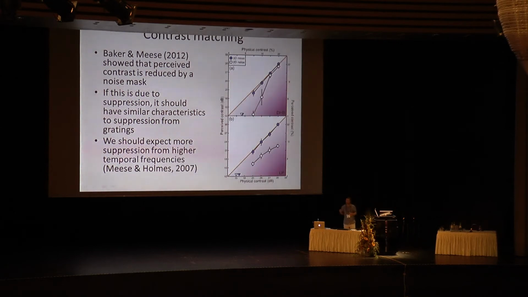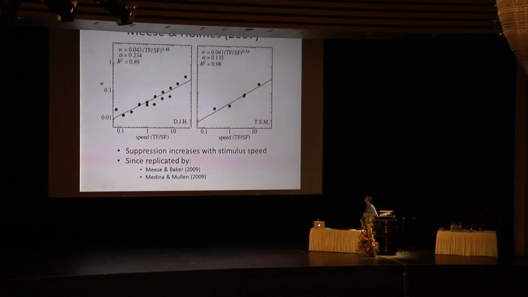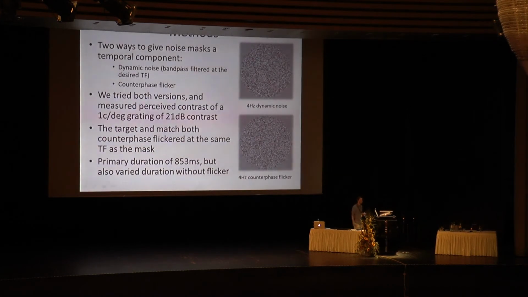And if this is due to the same sort of suppression that we get from grating masks, then it should have similar characteristics to the masking that we get from orthogonal gratings. There's a really nice paper from Proceedings of the Royal Society in 2007 where Beath and Holmes show that as you increase the speed, basically the flicker rate, and decrease the spatial frequency of an orthogonal grating mask, you get more masking. So it's a very solid result that's been replicated a couple of times, which is just that suppression from orthogonal masks increases with stimulus speed. Now there are two ways to give noise masks a temporal component.